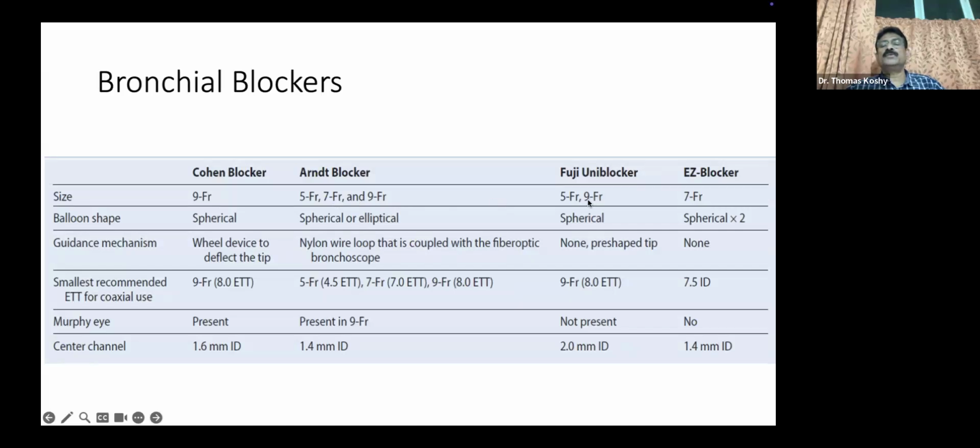Then Fuji Uniblocker is available in 2 sizes. And this is the EC blocker, 7 French, that is only meant for adult patients. The balloon shapes are written there. The guidance mechanism I already described.